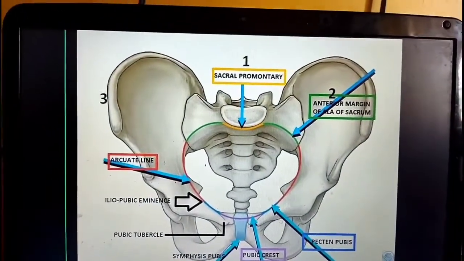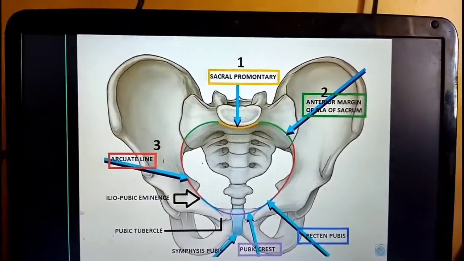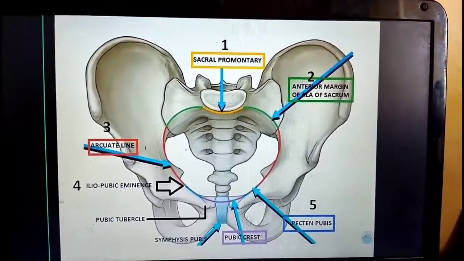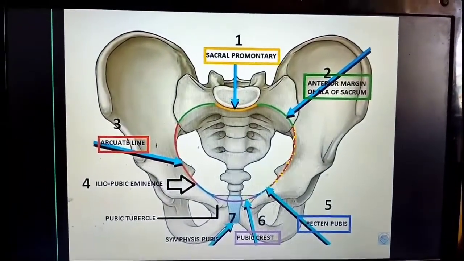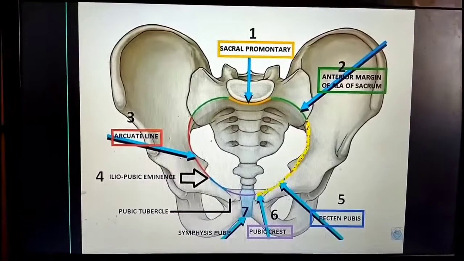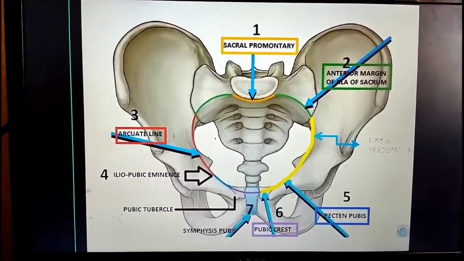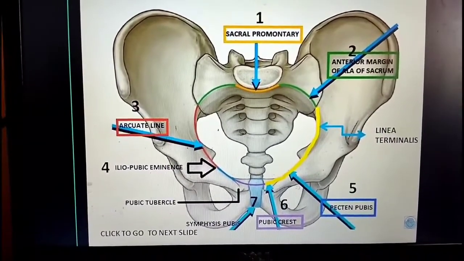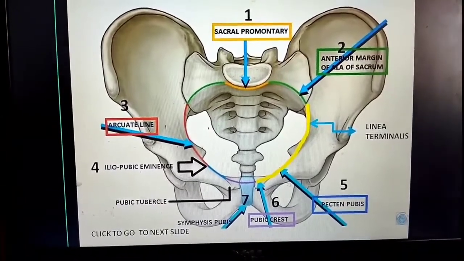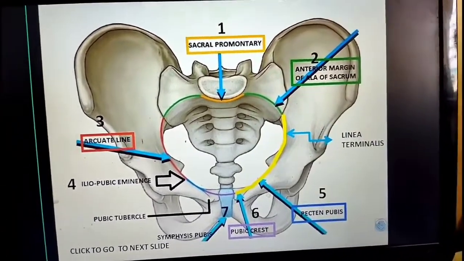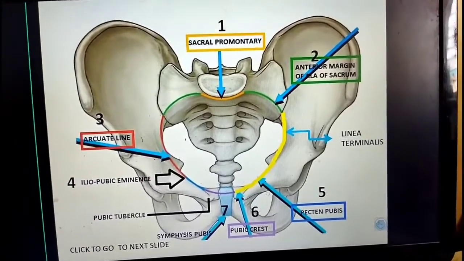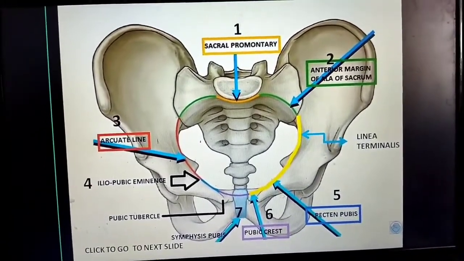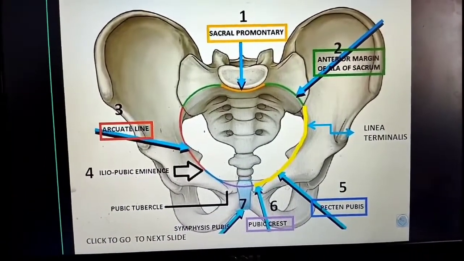Now here you can see the structures depicted by different colors. The sacral promontory in yellow, the anterior margin of the ala of the sacrum in green, the arcuate line in red, the iliopubic eminence between the arcuate line and the pecten pubis. The pecten pubis is in blue, and the pubic crest and the symphysis pubis in violet. Now the yellow line that has appeared is actually the linea terminalis, made up of the arcuate line, the iliopubic eminence along with the pecten pubis and the pubic crest.